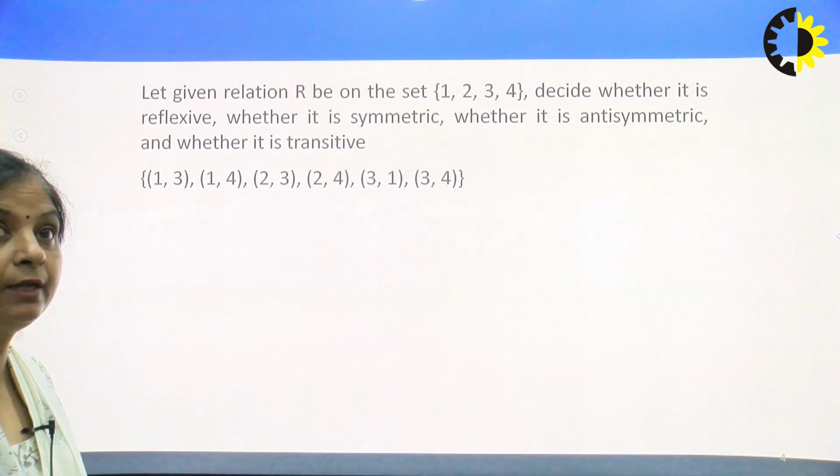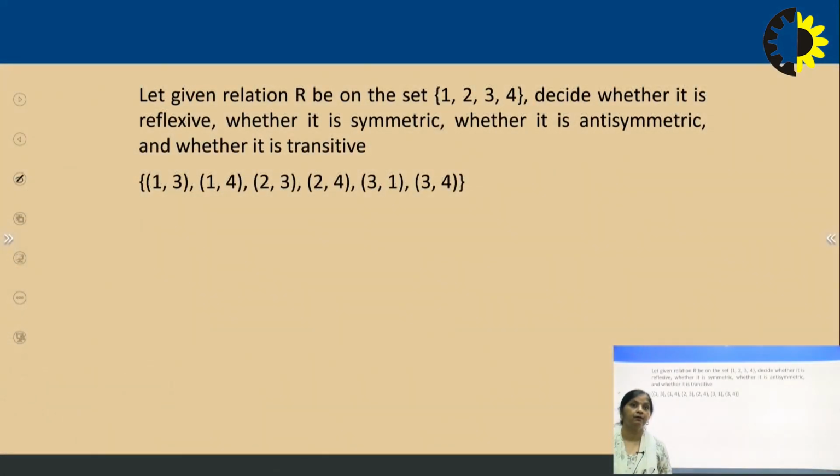Now a problem we will take from relations. We are given a relation, let me take it R as given. The given relation R is on the set {1, 2, 3, 4}. It means the elements are 1, 2, 3, 4 on which this set is defined.